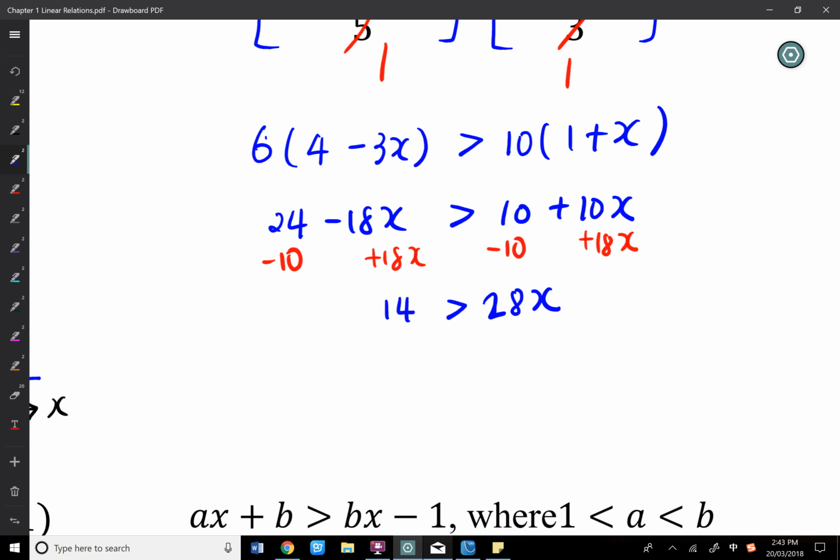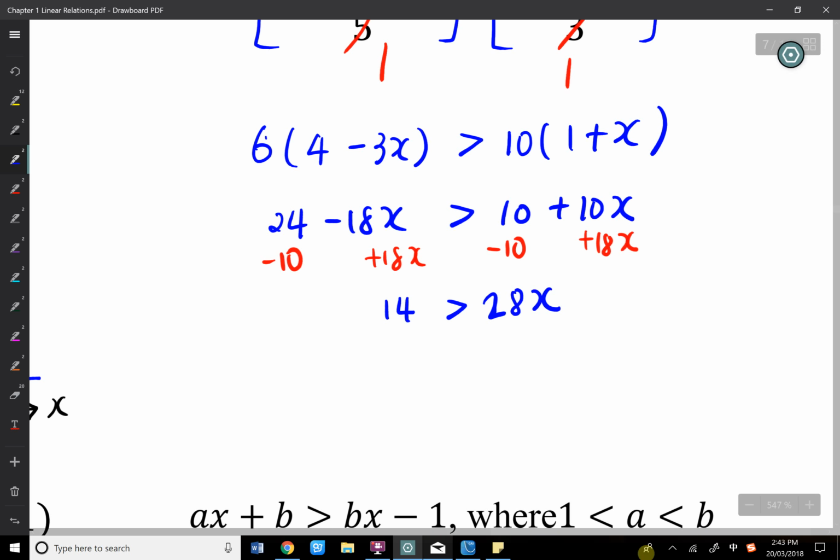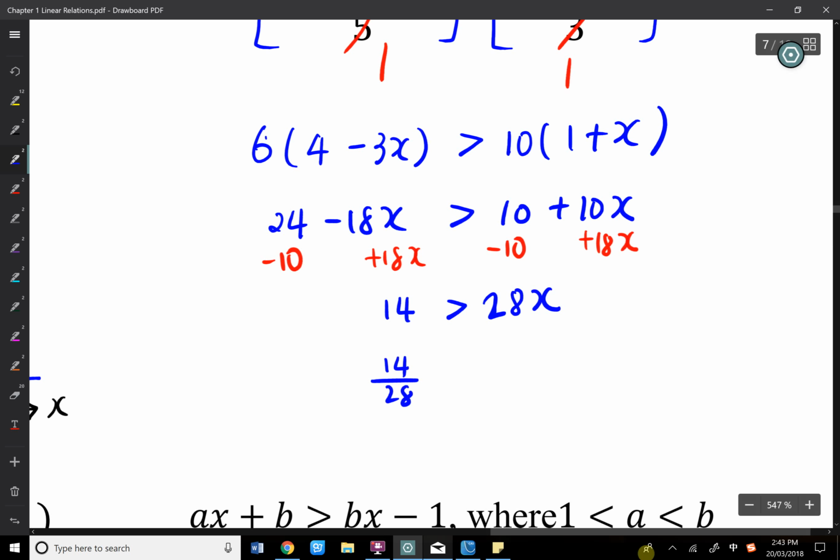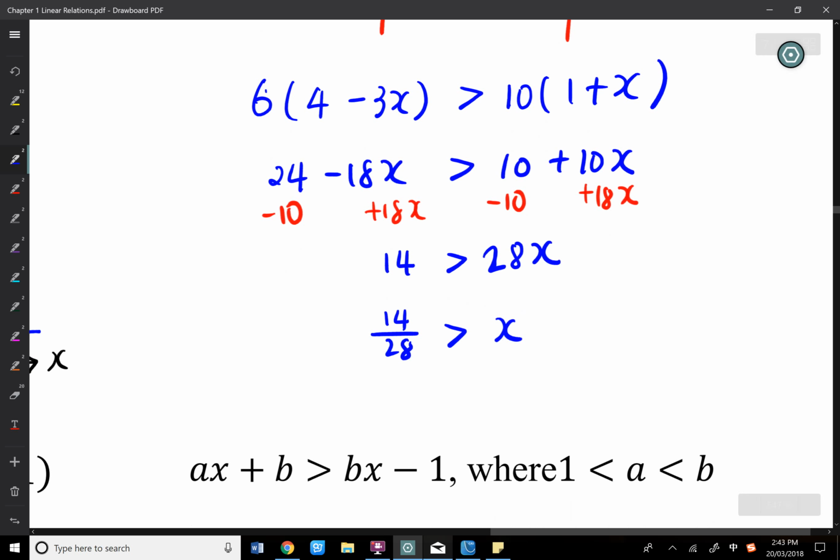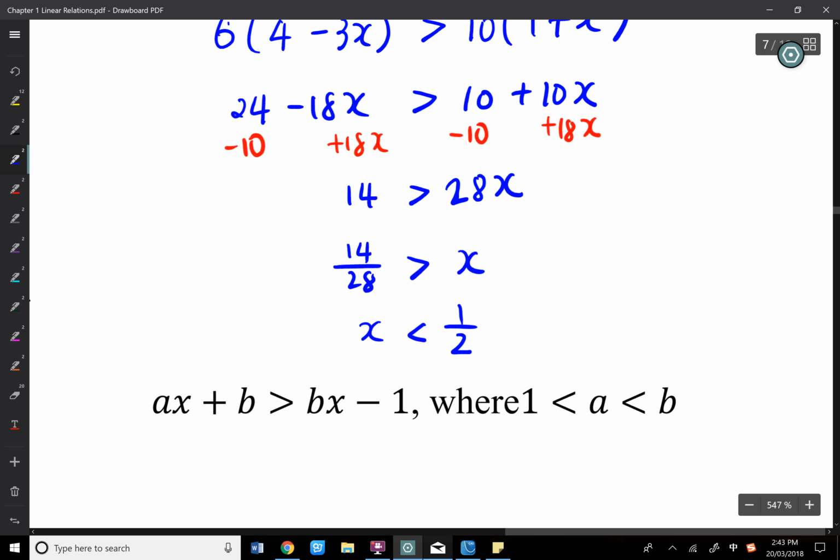And we can divide by 28, which is a positive number. So I don't need to swap the sign. So x is less than a half. X is facing the smaller side, so x is less than a half.